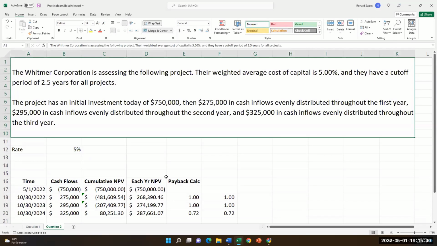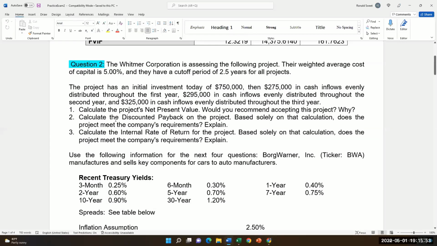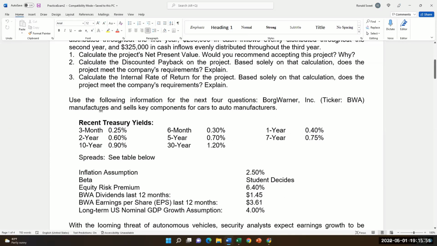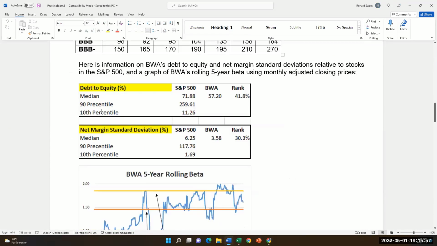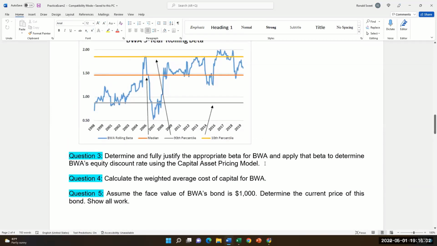All right, so there's question 2. You can just submit the Excel on Blackboard. So you'll probably have about 25, 30 minutes. We'll see as we get into it. For questions 3, 4, and 5, we're just going to do each one individually.